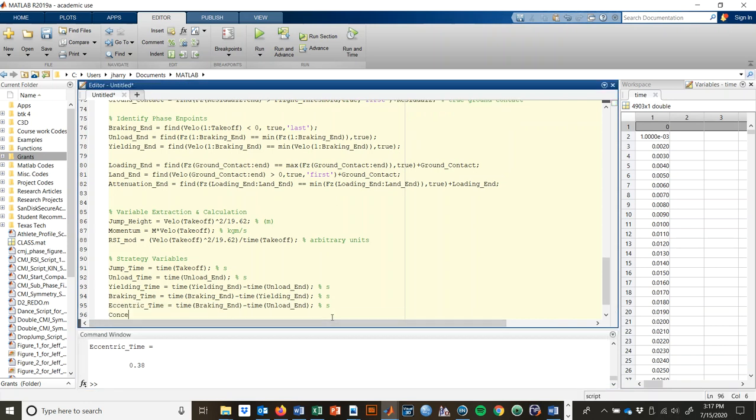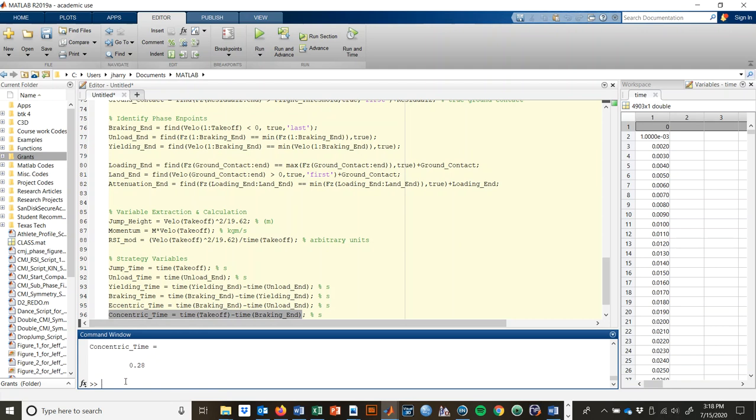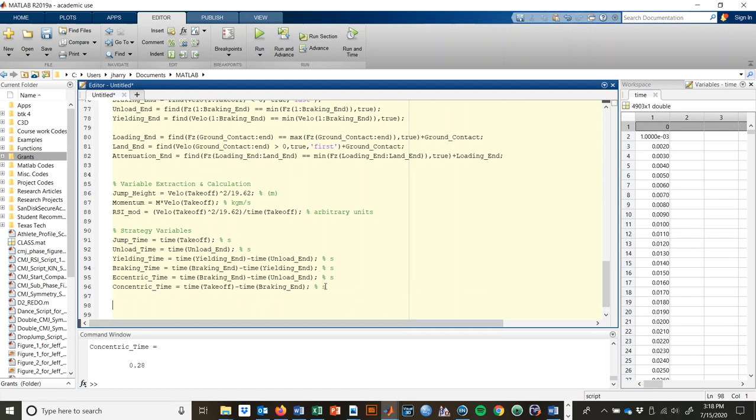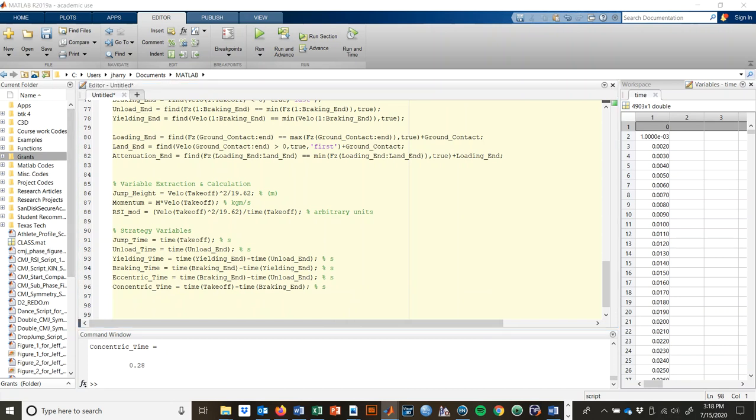The final time we'll use is concentric time. This is just the time between the end of braking and takeoff, so it'll be time at takeoff minus time at the braking end. And again, units of seconds. And there you go, 0.28 seconds for concentric time. Now those are the temporal strategy variables. Those ones are easy enough. When we get to the force variables, it gets a little more difficult.